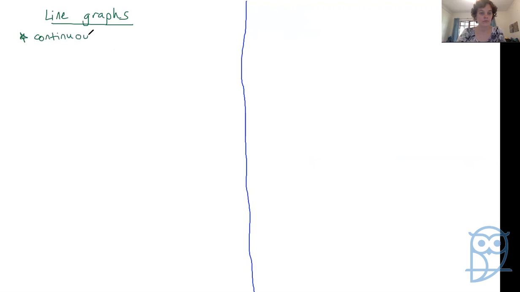So we'll do them together so you can see the similarities and differences. Okay, let us start with line graphs. Okay, so here we are starting where we have continuous variables. So things like temperature, things like height, things like rate of bubble production. Okay, they're continuous, then we can use a line graph.